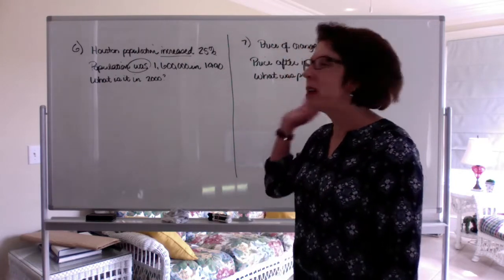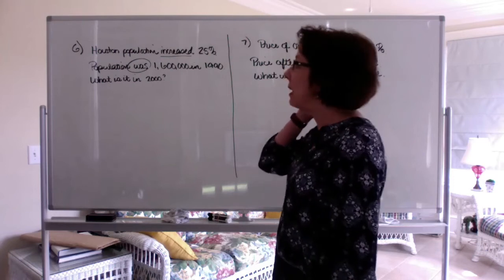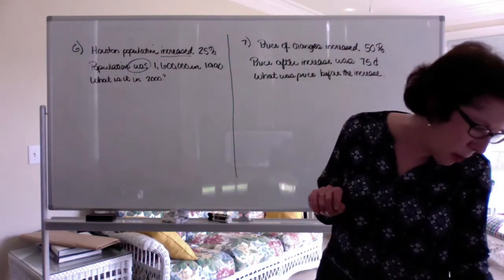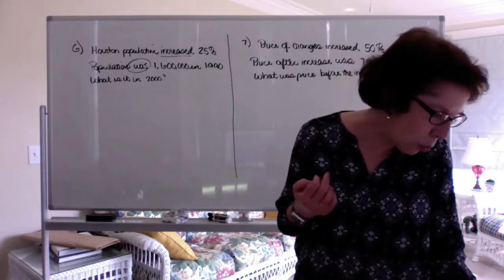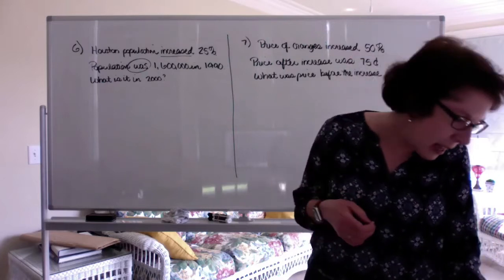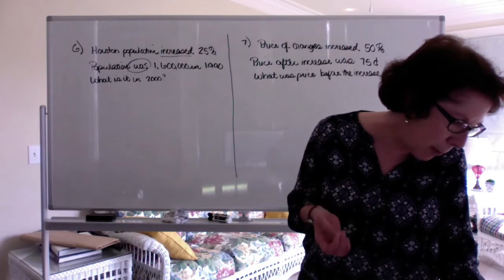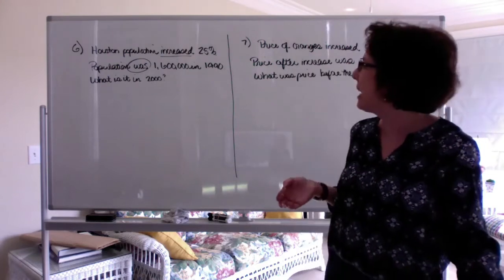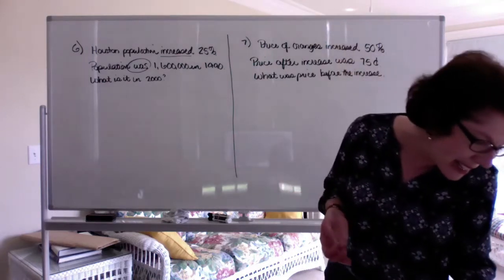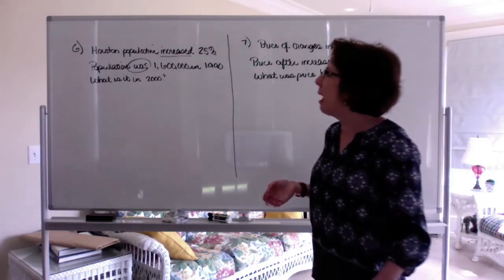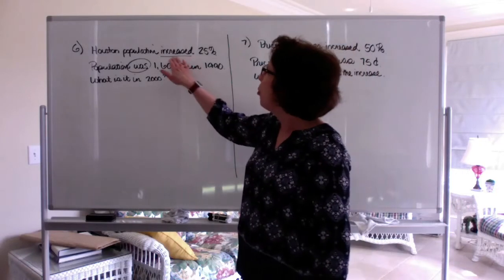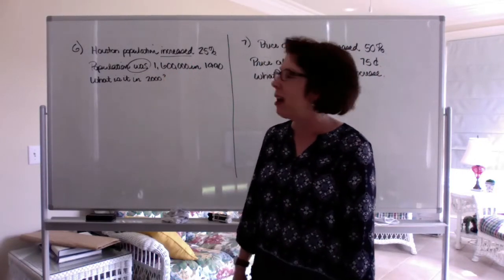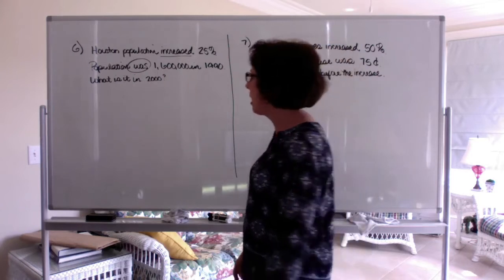I've already circled a keyword here, underlined a keyword too. If you read the problem, it says the population of Houston increased about 25% from 1990 to the year 2000. The population was 1,600,000 in 1990. What is it in the year 2000? So I've underlined the word increased and I've circled the word was. And those are going to help us figure out where these numbers go.